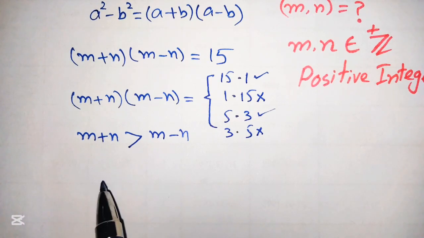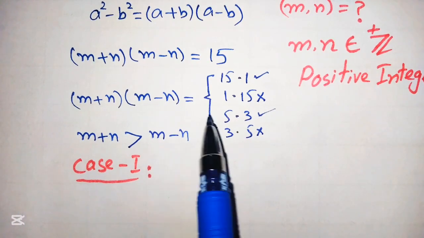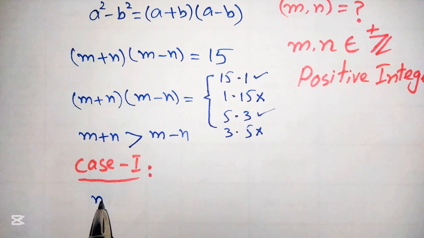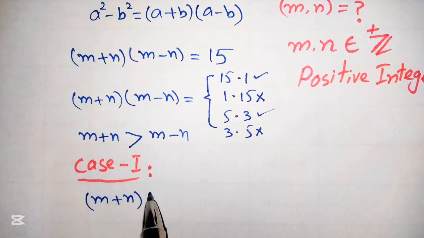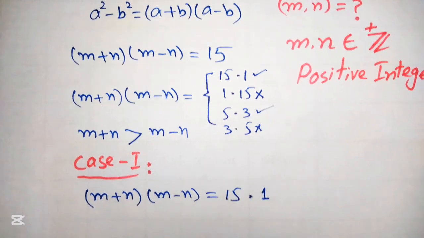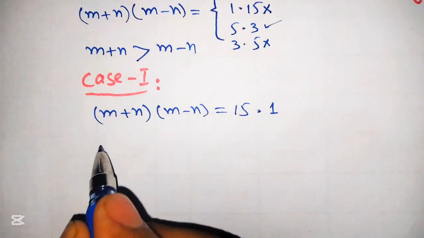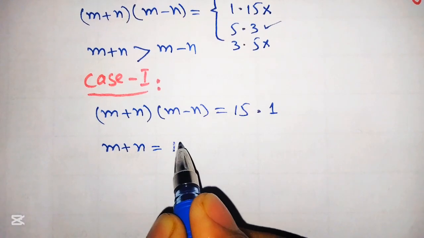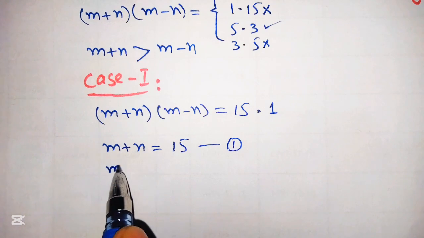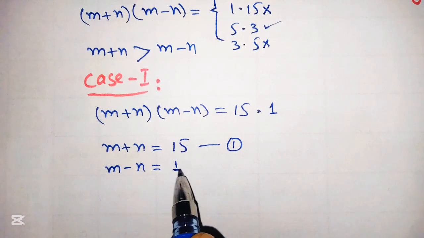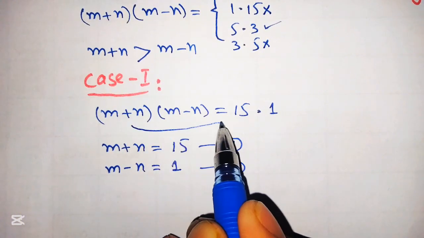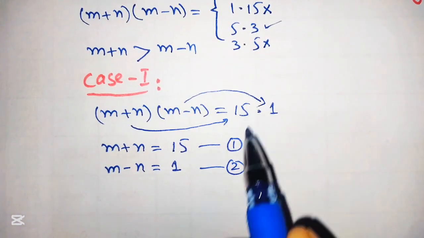So case 1 is the case with factor pair 15 times 1. We can write this equation as m plus n times m minus n is equal to 15 times 1. From this we can conclude that m plus n is equal to 15, and we call this equation number 1, and m minus n is equal to 1, and we call this equation number 2.